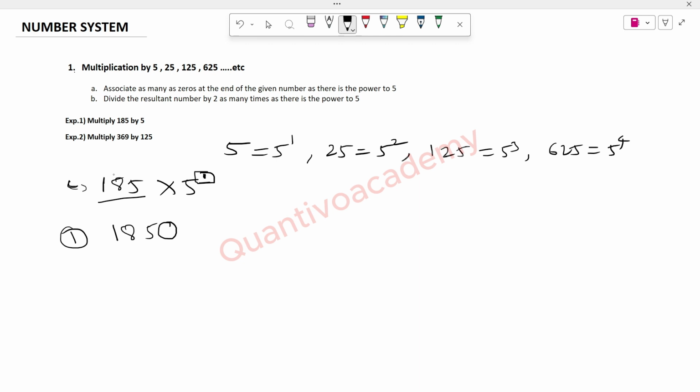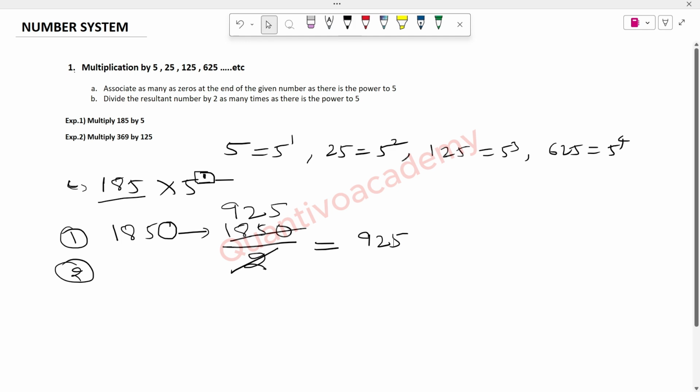Then the next step is to divide the resultant number. This is the resultant number. Divide the resultant number by 2 as many times as there is power of 5. Here the power of 5 is 1, so we divide the resultant number by 2 only once. So the multiplication is 2 ones, 2 nines, 2 twos, 2 fives. So the multiplication of 185 into 5 is 925.